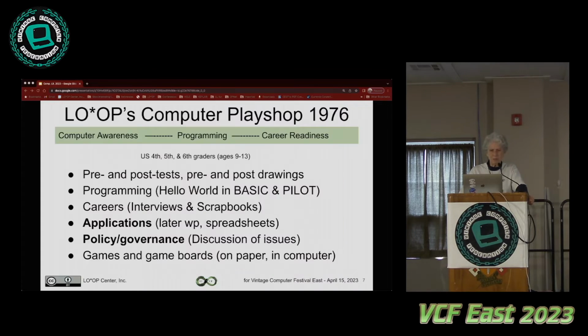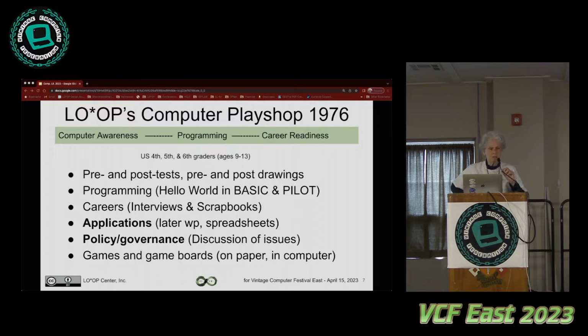So we taught computer play shop. This was my contribution to computer literacy in the mid-70s. And there was a big controversy, for those of you who were here yesterday. For those of you who weren't here yesterday, there was a big controversy as to whether you could be computer literate if you didn't know how to program. So was computer literacy actually computer programming and IT training, or was it something else? And my answer was it was both.